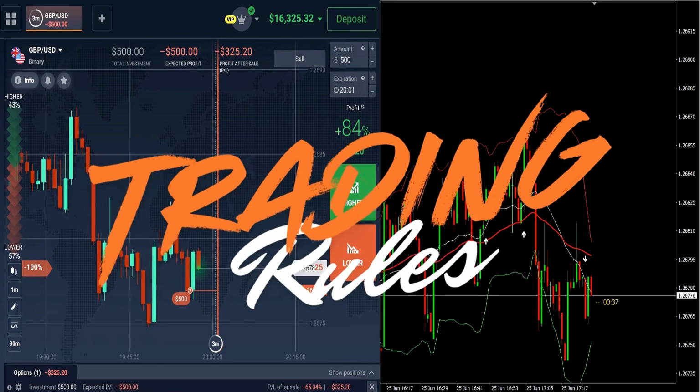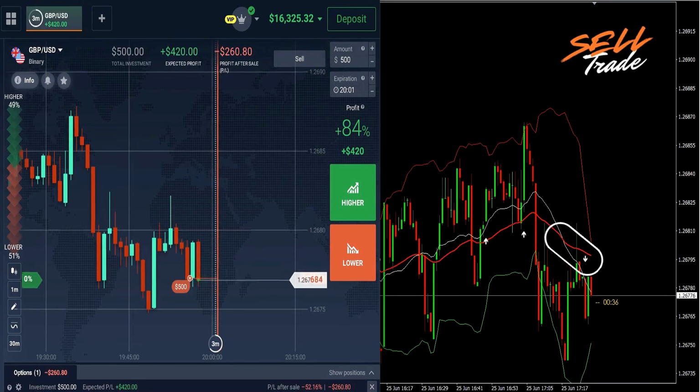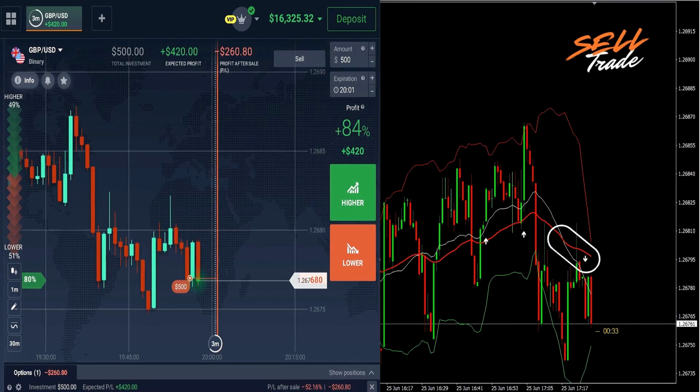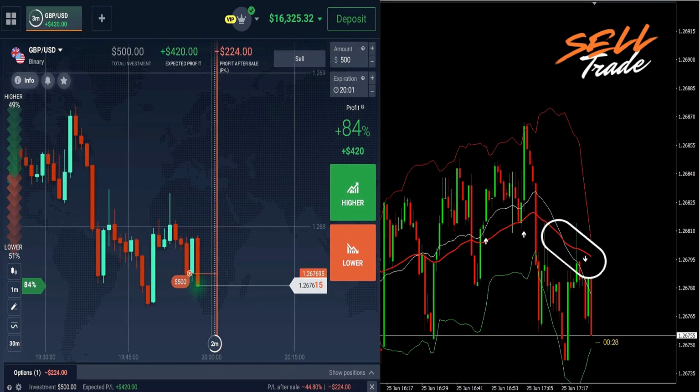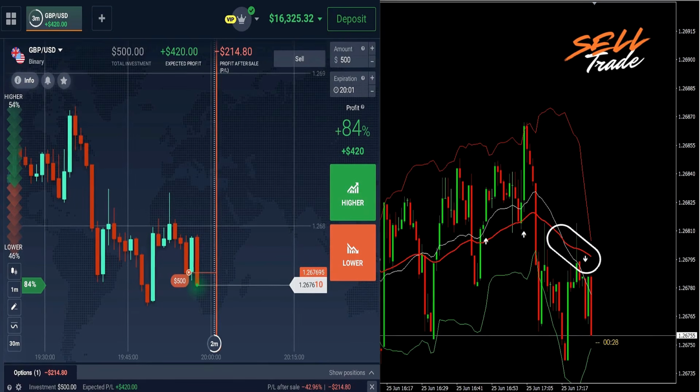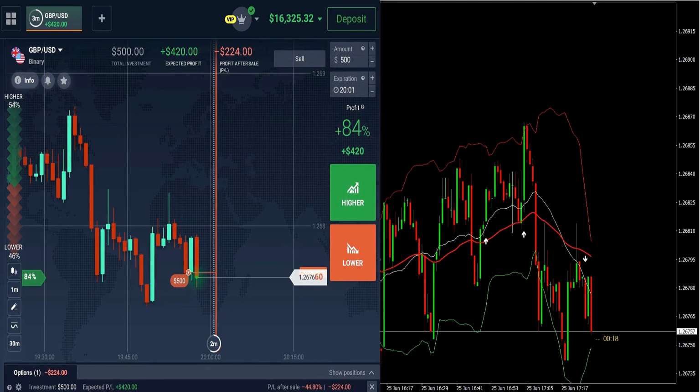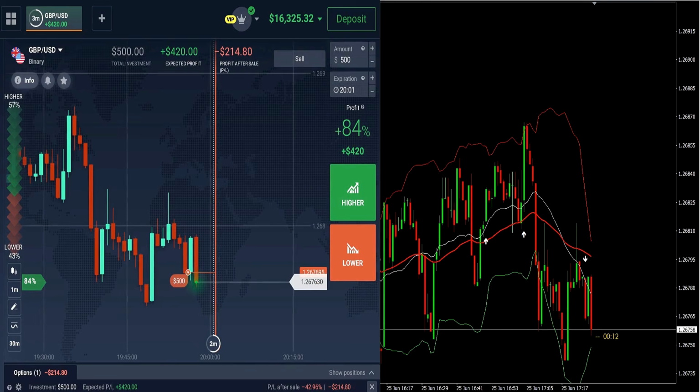Now let's understand the exact trading rules. Starting with the sell setup. Whenever the red moving average crosses the white moving average and starts moving upward, that is your sell trade opportunity. The moment the indicator generates a sell signal, place your sell trade immediately. Now I know what you're thinking. A rising red line signaling a sell might seem a little confusing at first, but that's exactly how this indicator is designed. Just trust the signal.